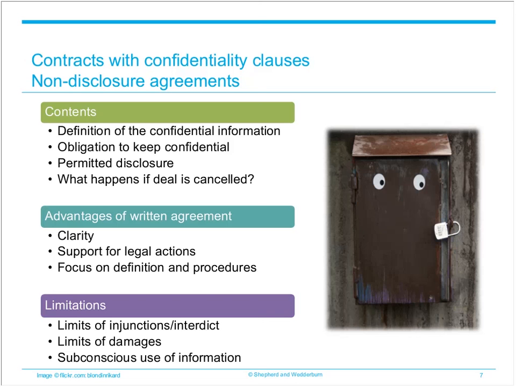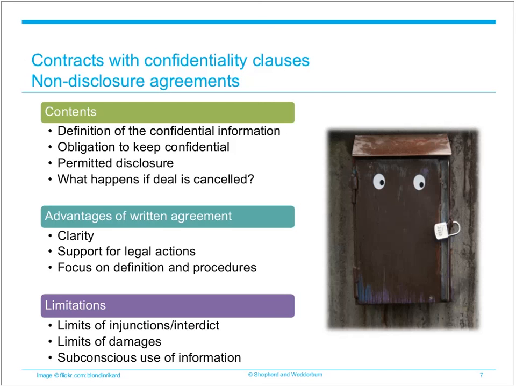Having a written agreement avoids any doubts about whether the recipient of the information knew that it was confidential, and therefore makes it easier for a claim for breach of contract to be raised, or if the disclosing party suspects the recipient is about to breach the agreement, it could support an application for an interdict or injunction to stop them doing so. It also helps the disclosing party focus on what, when, how and to whom information needs to be disclosed, and to put in place procedures to secure the information.